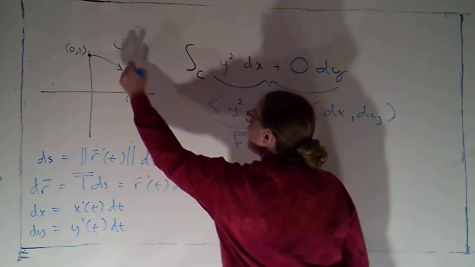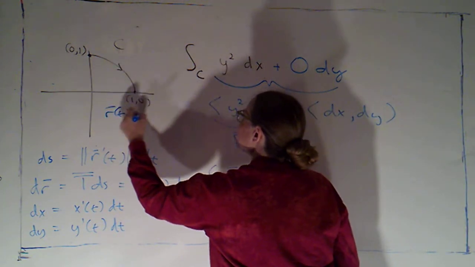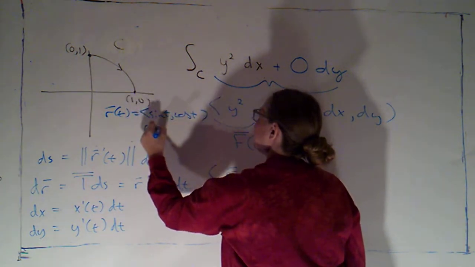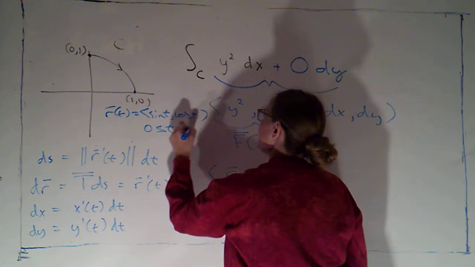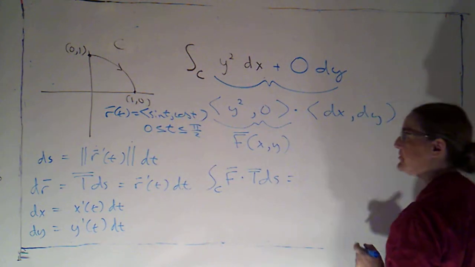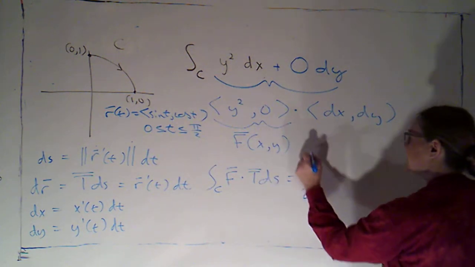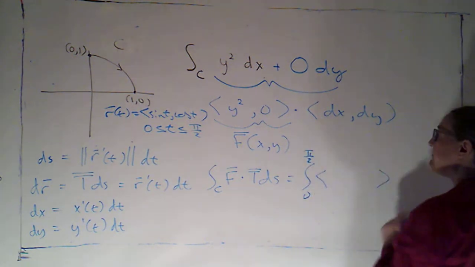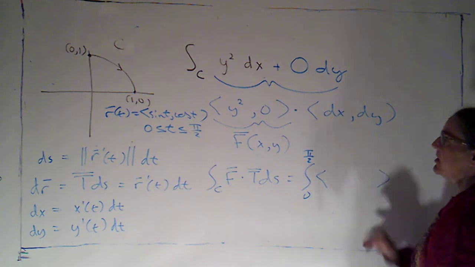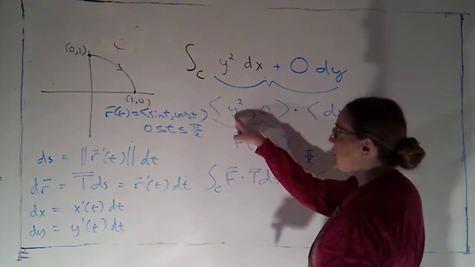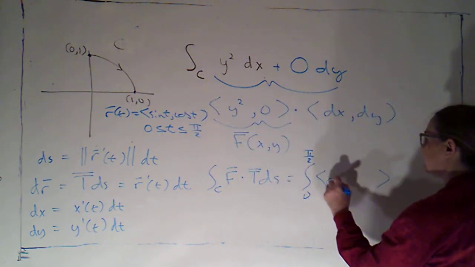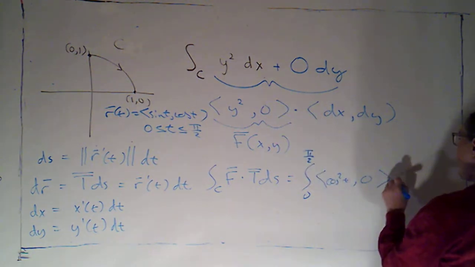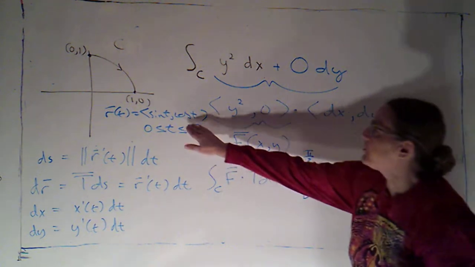Let's see, I've erased my r of t. r of t we said was (sine t, cosine t) as t varied from 0 to pi over 2. So this will be the integral from 0 to pi over 2. F of r of t would become (y squared, 0), which is now (cosine squared t, 0), dotted with r prime.